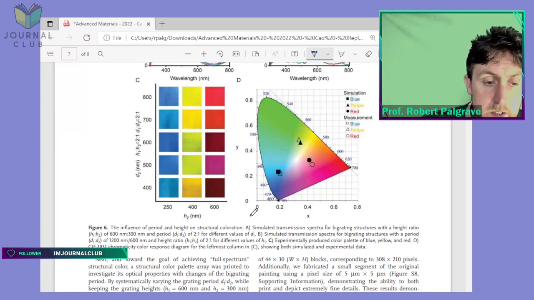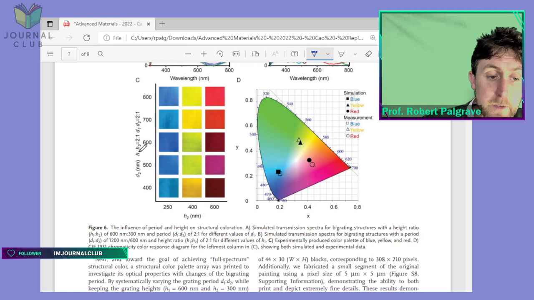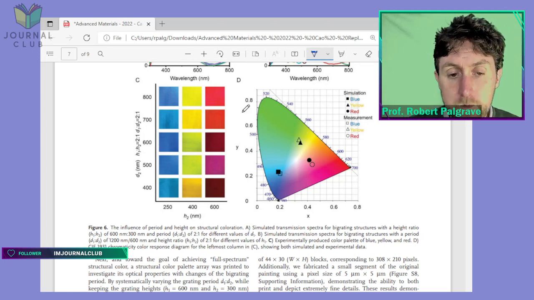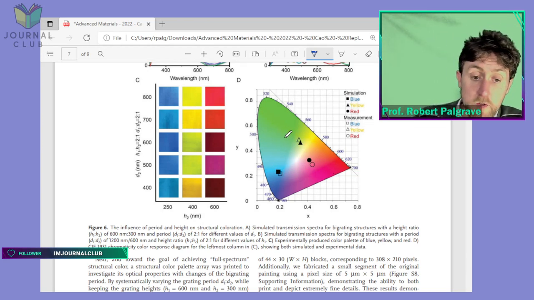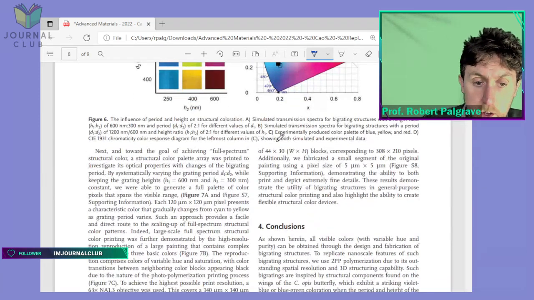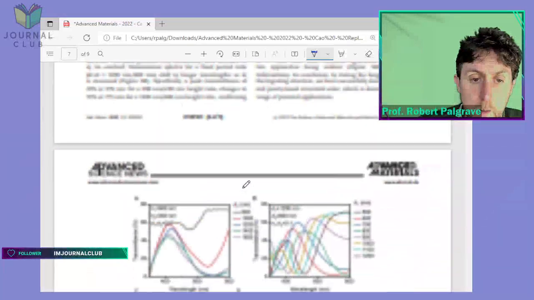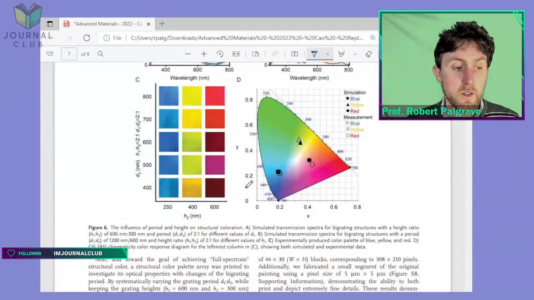Yeah, so this is bringing it all together really. So this is changing the period spacing and the height all in one go. And they're able to map out different positions on this color chart to produce the structural color that they want by using this kind of biomimetic approach. All right, so I think these graphs really, really tell a story. I mean, I think this is what they've shown.